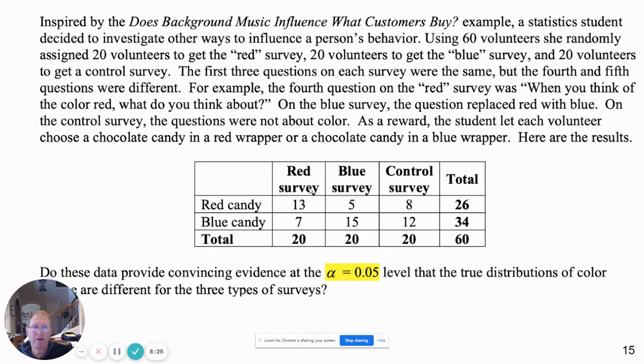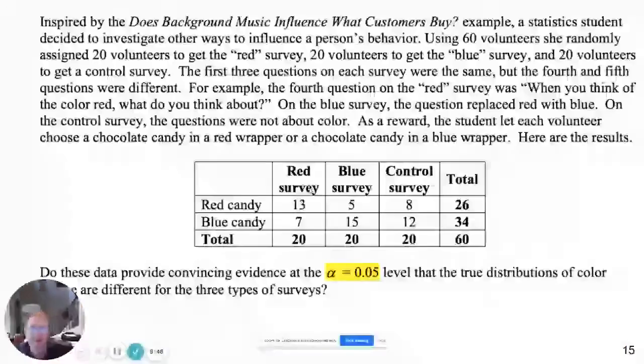Here we have 60 volunteers, and they were randomly assigned. They randomly assigned 20 volunteers to get the red survey, 20 volunteers to get the blue survey, and 20 volunteers to get a control survey. So we got 3 different groups this time, not 2. We got 3 different groups, and they're the red group, the blue group, and the control group.